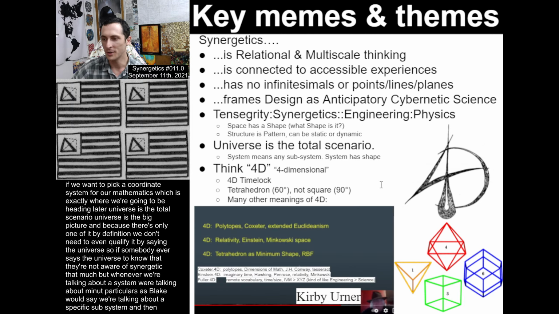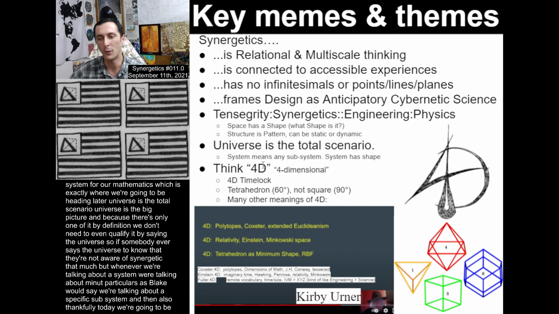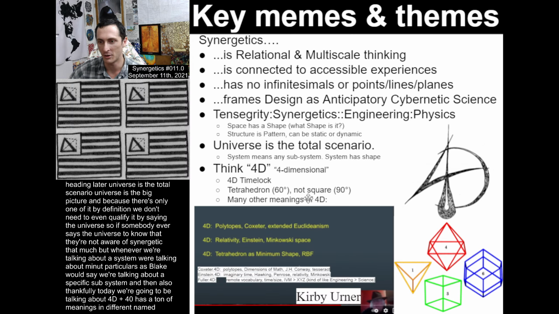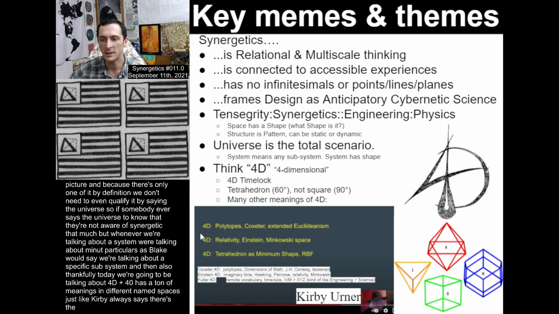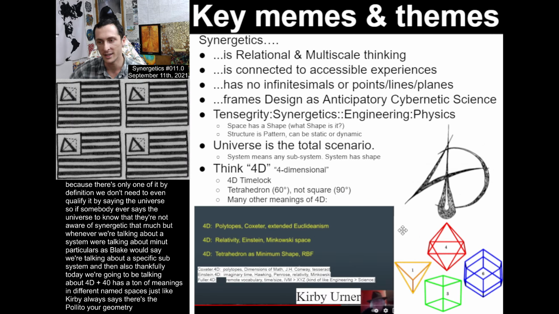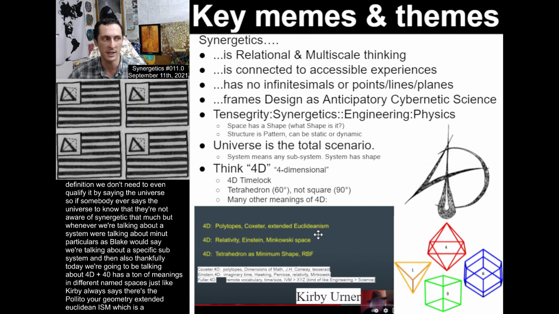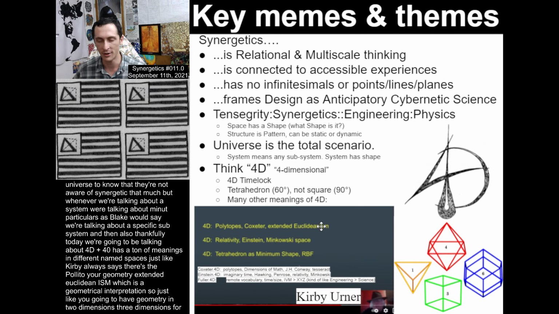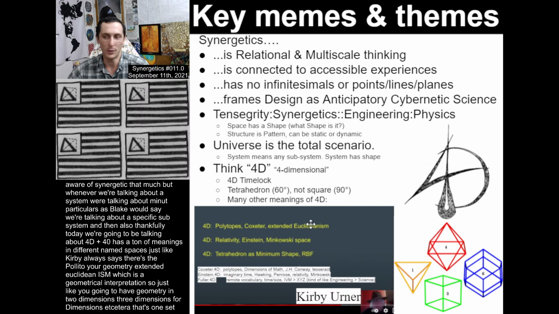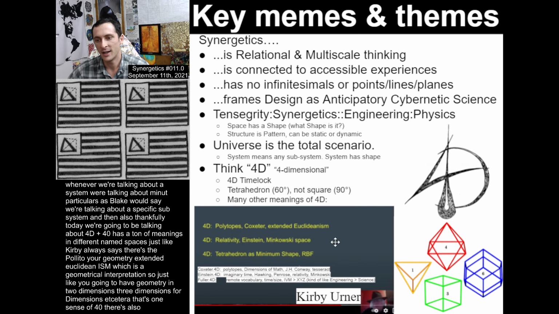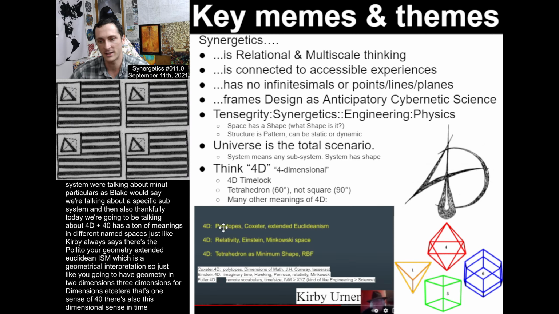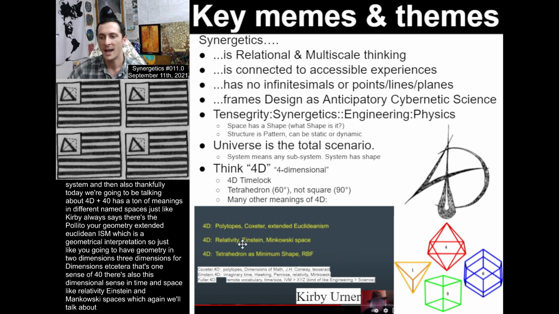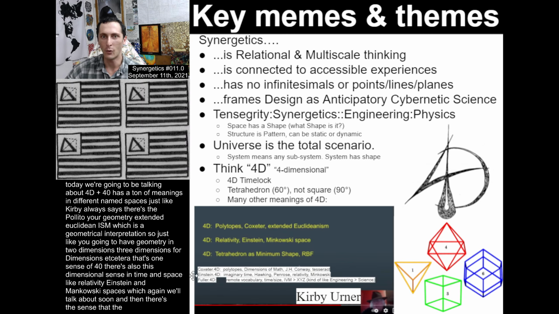And then also, thankfully today, we're going to be talking about 4D. And 4D has a ton of meanings in different namespaces, just like Kirby always says. There's the polytope Coxeter geometry extended Euclideanism, which is a geometrical interpretation. So just like you can have geometry in 2 dimensions, 3 dimensions, 4 dimensions, etc., that's one sense of 4D. There's also this dimensional sense in time and space, like relativity, Einstein, and Minkowski spaces, which again, we'll talk about soon. And then there's the sense of the tetrahedra and the fourness of the tetrahedra.